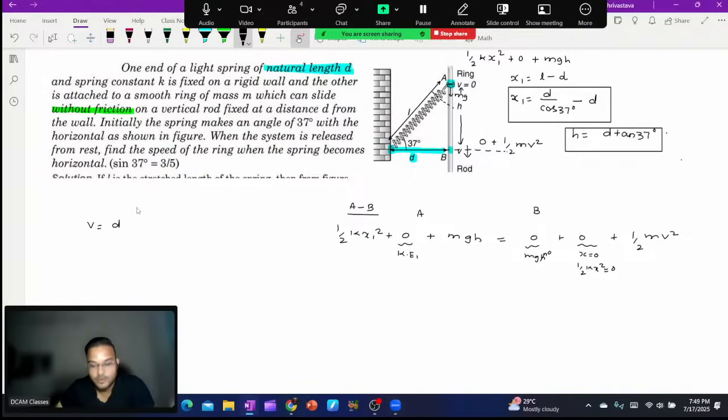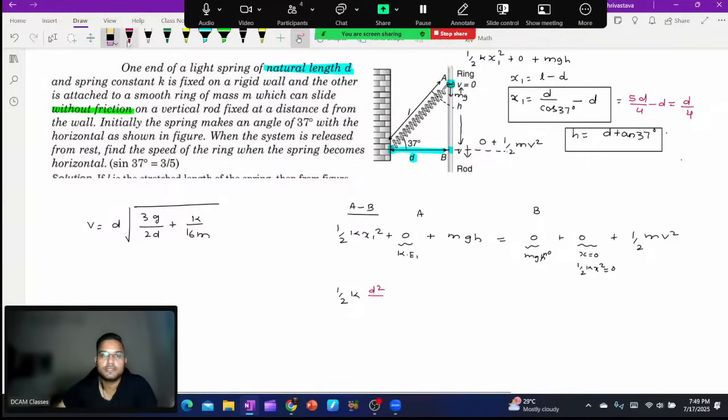V is equal to d root over 3g by 2d plus k by 16m. I'm nowhere near that, sir. So let me show you how you get it. Half k, x1 is what? Let me solve this one. x1 is d by cos 37. Cos 37 is 4 by 5. So 5d by 4 minus d, it will be d by 4. So d square by 4 square, let's write it as d square by 16.